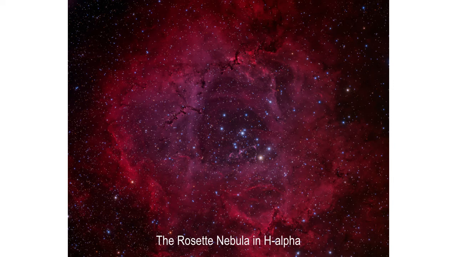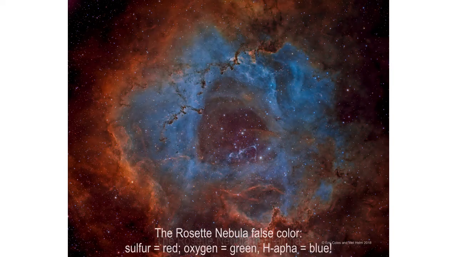And the Rosette Nebula, actually, here's a false color image. Now this one, what they did here was they measured the spectral lines of sulfur. Sulfur's got its own spectral lines. And then they false colored that red. So the reddish parts here are from sulfur.